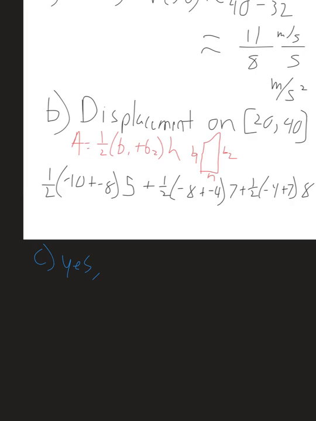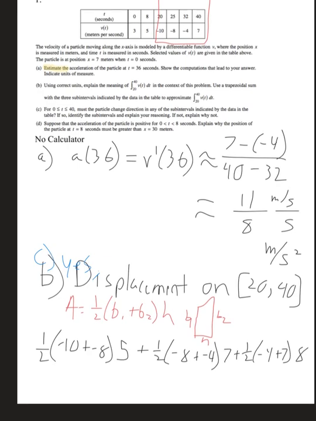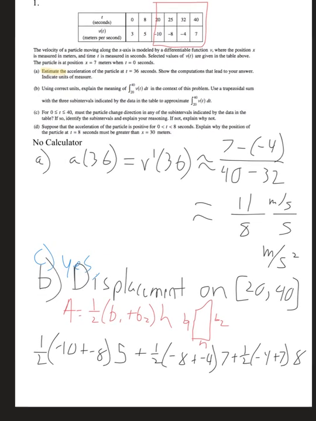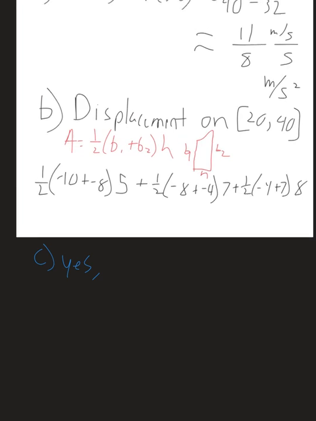Let's double check here what exactly they wanted me to say. Identify the subintervals and explain your reasoning. So somewhere between 8 and 20, we change from positive to negative. So yes, between t equals 8 and t equals 20, v of t changes from positive to negative.